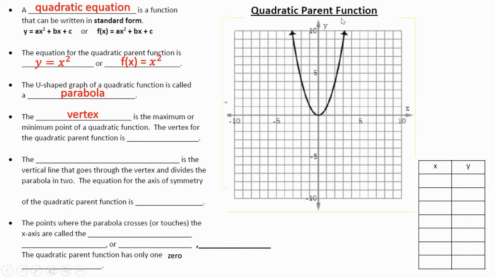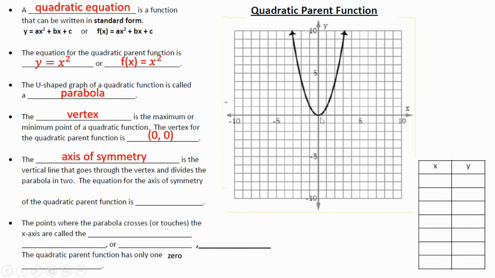The vertex is the maximum or minimum point of a quadratic function. In this one, your vertex is going to be right down here. It's where that curve starts to turn and go the other direction. In this case, it's the lowest point, so it's going to be a minimum. If it is upside down, pointing downward, and you have almost like a hill, the top of that would be the vertex. The vertex for the quadratic parent function is 0, 0, and you can see it right here. That's the vertex, 0, 0.